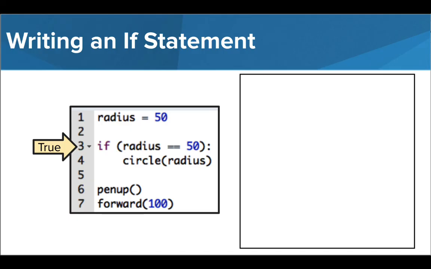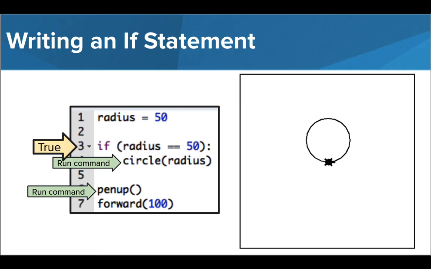Let's look at this sample code. We have a variable named radius with a value of 50. My if statement is using the condition radius equals 50, which is true. So Tracy will follow the command indented below and draw a circle. Once this command is complete, Tracy then moves on to the next commands, where she lifts the pen up and then moves forward 100 pixels.